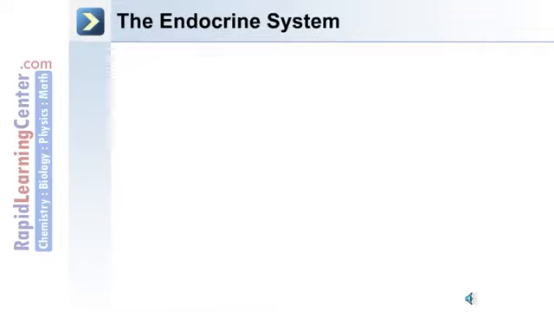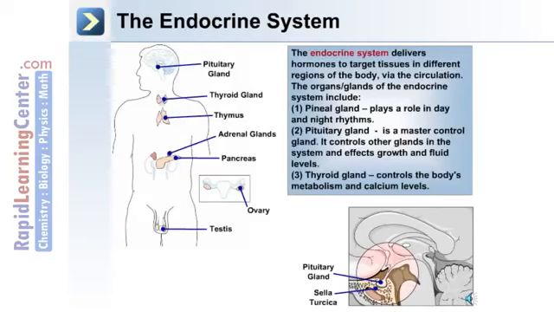Chemical mediators known as hormones are secreted and produced by the endocrine system. The major organs of the endocrine system include the pituitary gland, the thymus gland, the thyroid gland, the adrenal glands on top of the kidney, the pancreas, and in the male the testes, and in the female the ovaries. The endocrine system delivers hormones to target tissue via the circulation. In the bottom right diagram is an enlargement of the pituitary gland and the sella turcica, the bone that it fits in.